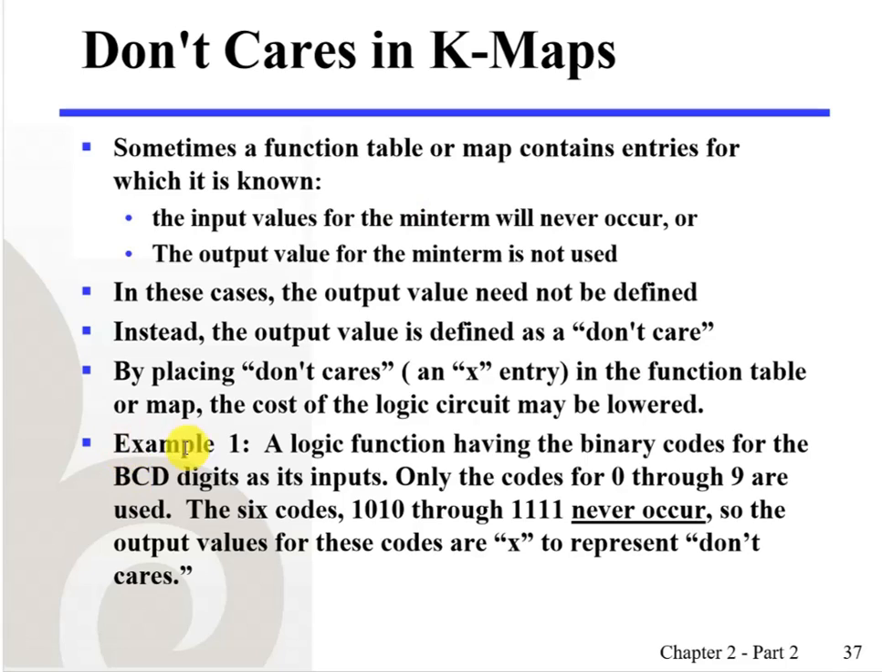So look, in this simple example, a logic function having the binary code for the BCD, binary coded digits, as inputs, the only codes we use range from 0 to 9. The other 6 codes that range from 10 to 15 are not used. So the output values for this BCD case can be considered as X, as don't care, and we can use them in our group when we group the cells of minterms.